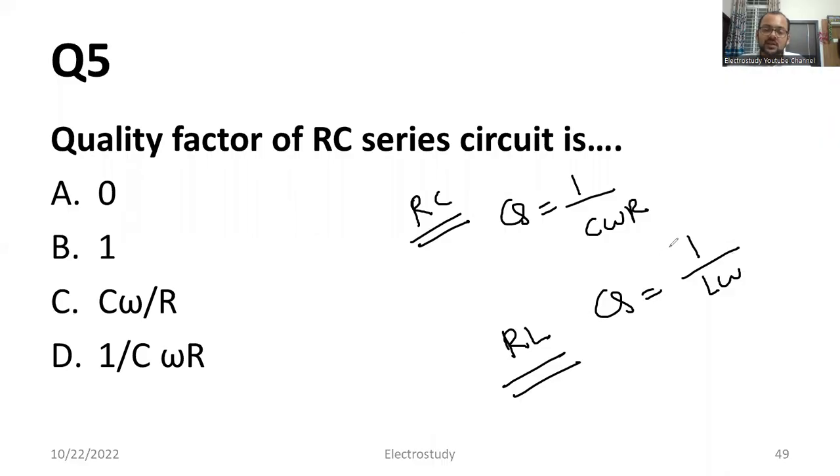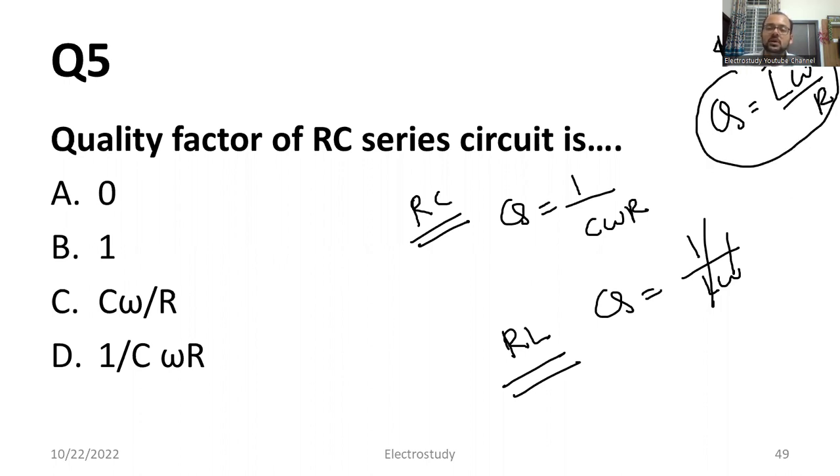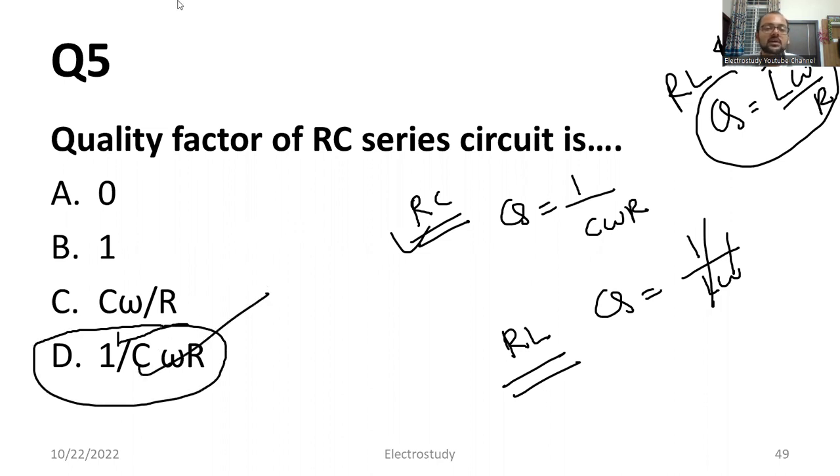So for RL circuit, we can write Q is equal to L omega by R. This is for RL circuit, and this is for RC circuit. So tell me the right answer. Quality factor of RC series circuit is 1 by omega into C into R. So I'm going to select option number D. Option D is the right answer. I think it's clear to all.